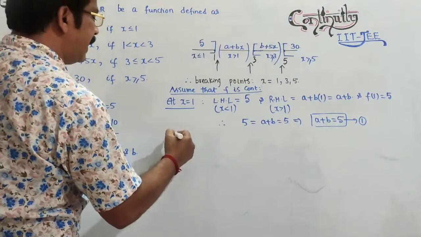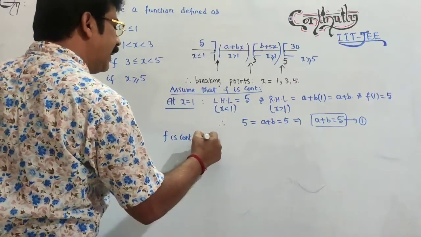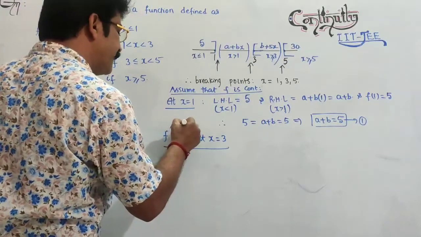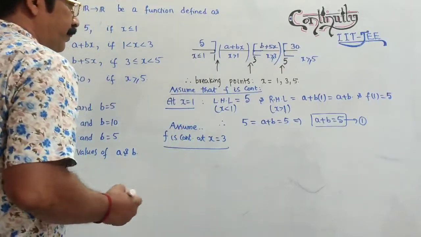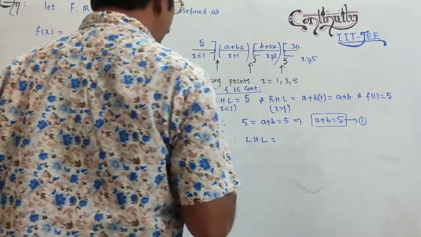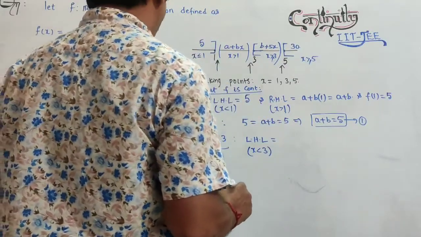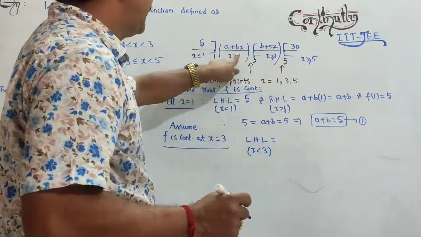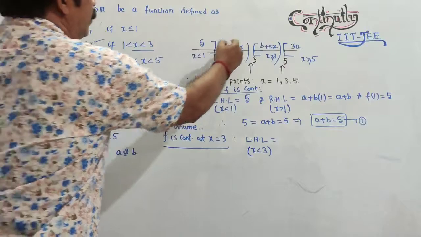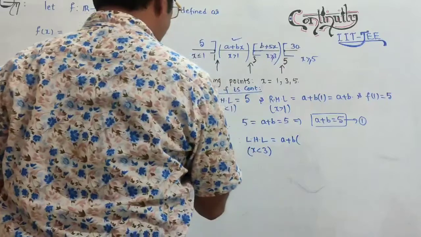Later, assume that f is continuous at x equal to the next point, 3. This is also an assumption. Okay. Next, left hand limit means what? It is the x less than 3 area. Where is the x less than 3 area? This is the x less than 3 area. So this one. So a plus b into 3.